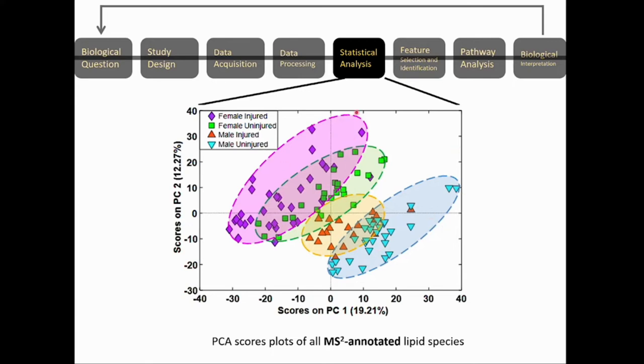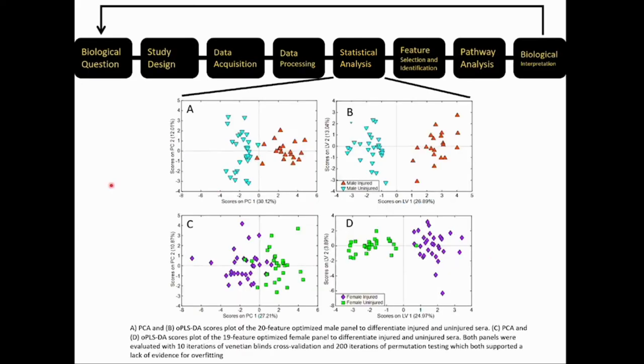By the way, the peaks that we're using here are all the peaks for which we had some sort of structural information. The way that we annotate, the way that we identify the peaks is pretty complicated. I'm going to show you that in a minute. So what you see here in A and B is showing you the data for the males, and C and D are the females.